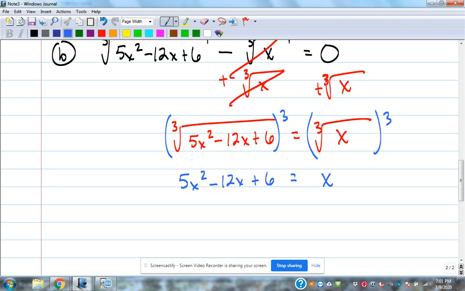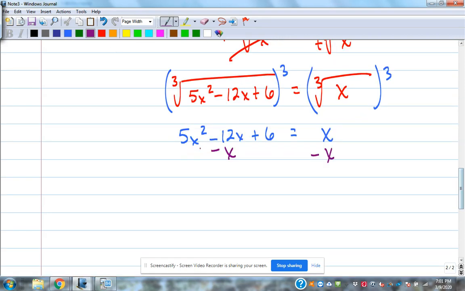And then if it's got an x squared in it, that means I'm going to have to get this equal to 0 and solve it the same way I did the last problem. So I'm going to subtract x. Five x squared minus 13x plus 6. And I'm going to solve that either by factoring or by quadratic formula, whichever way you choose. I'm going to choose factoring on this one.